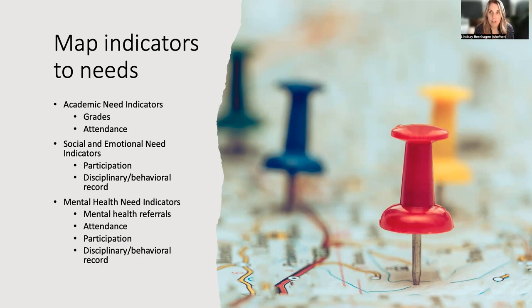If you're going to look at mental health needs, think about what data can give you insight about the mental health status of your student population as a whole, or even subgroups within that population. You might be able to track mental health referrals, use of mental health resources, attendance, participation, and disciplinary and behavioral records. All those things might hold some key insight into the nature of the gap, of the negative impact from COVID.